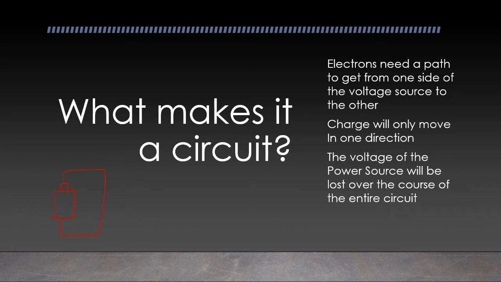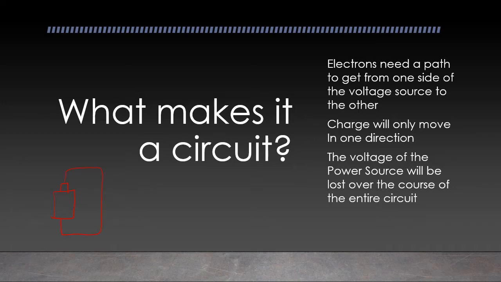So that's what we need from a circuit. If that wire is broken at any point, or doesn't ever reach back to that other side, it will not be a circuit. Because no electrons are going to be able to flow because there's not enough energy to jump that gap right there. The other key is that charge will only move in one direction.